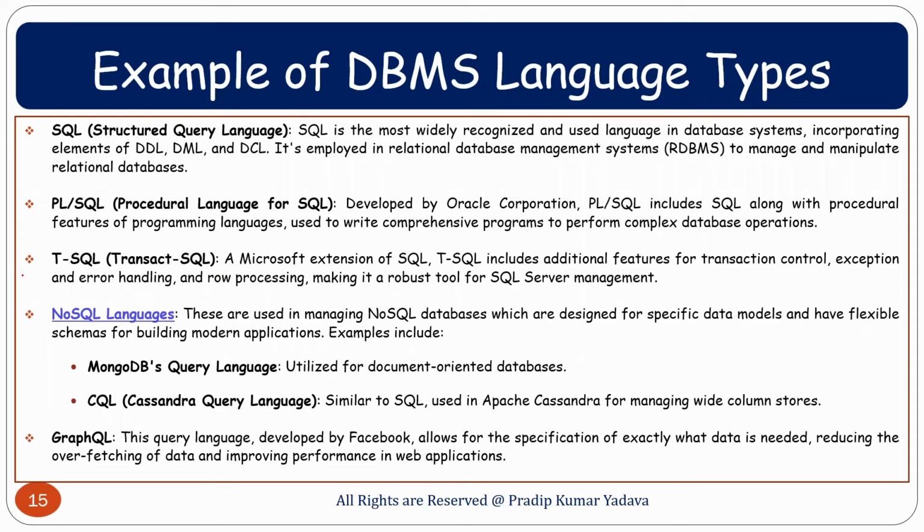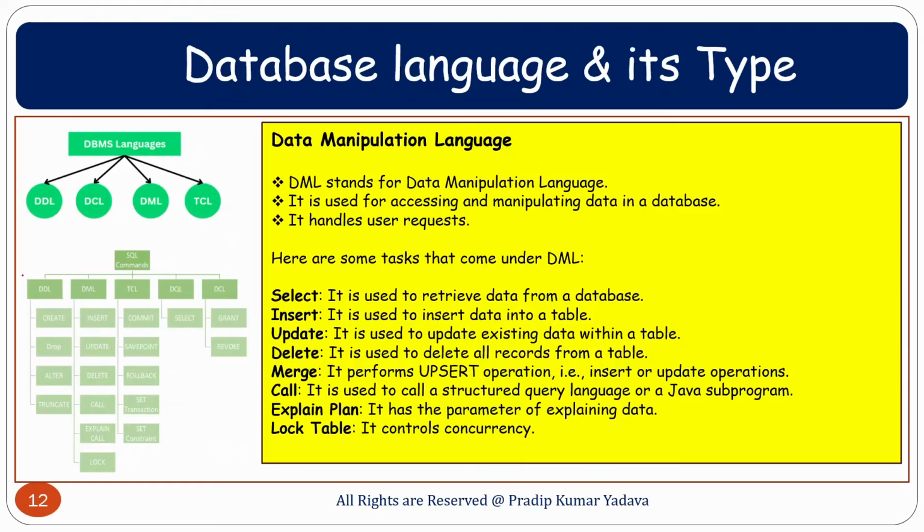Now talking about some examples of DBMS language type. So we have various DBMS language types like SQL, that is structured query language. PL means procedural language for SQL, or TSQL means Transact SQL, NoSQL, and graph query. So we have some various database language types also.